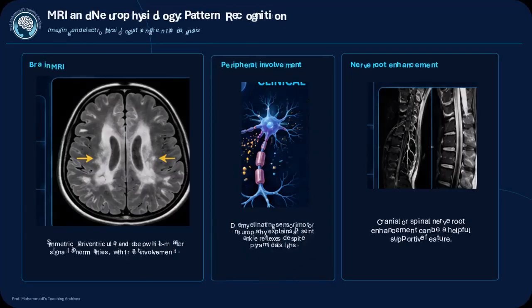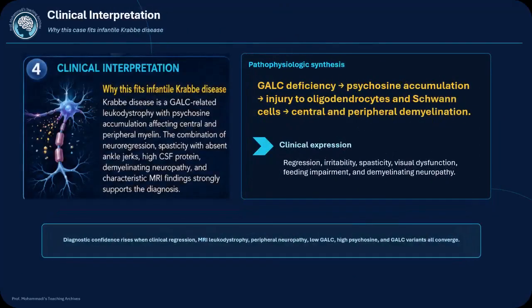Next slide, please. The pathophysiology helps explain the clinical presentation. Krabbe disease is caused by deficiency of galactocerebrosidase, or GALC. This leads to accumulation of psychosine, which is toxic to oligodendrocytes and Schwann cells. As a result, both central and peripheral myelin are affected.